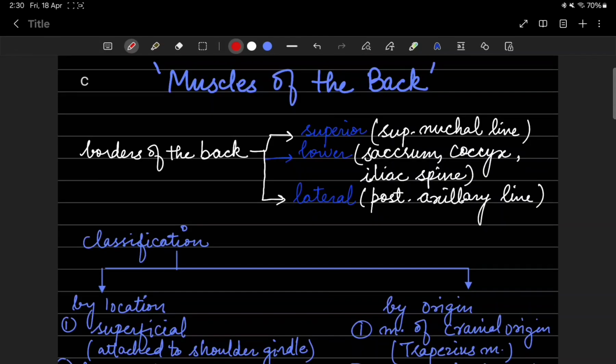It was all about the muscles of the back. I hope you understood it well. Thank you.